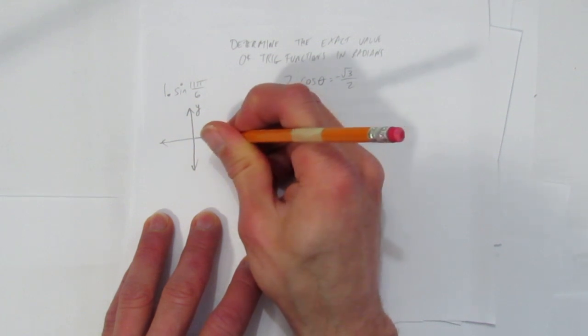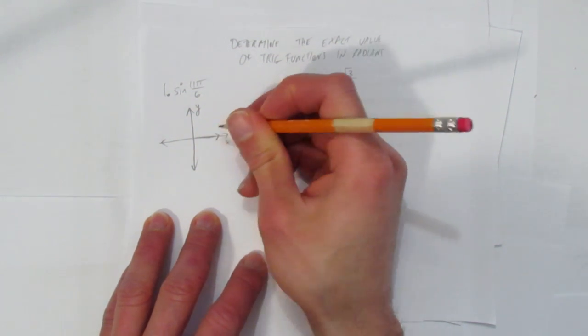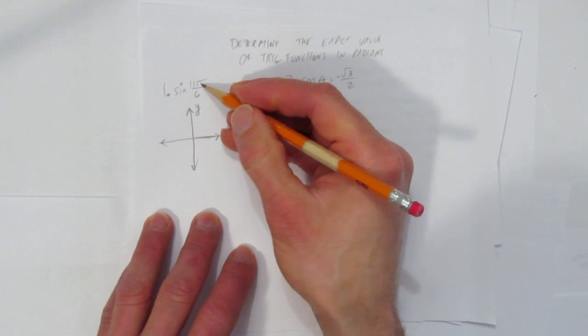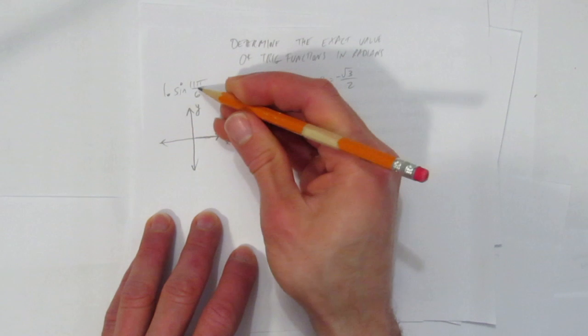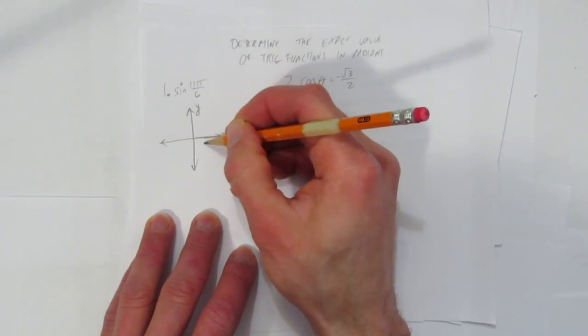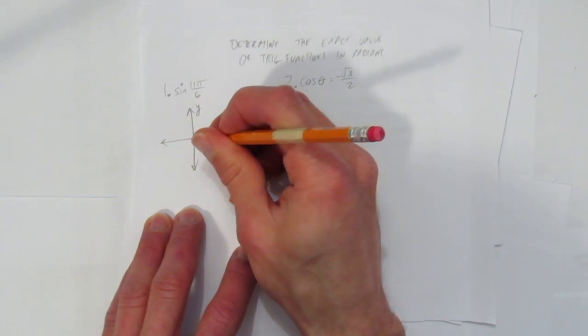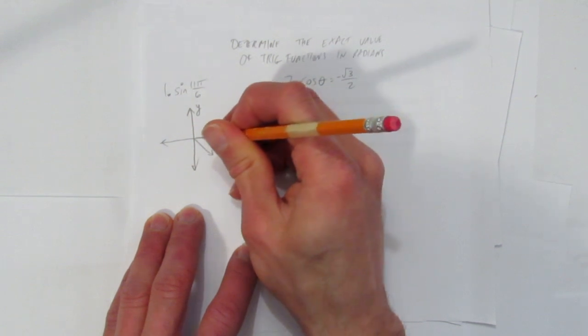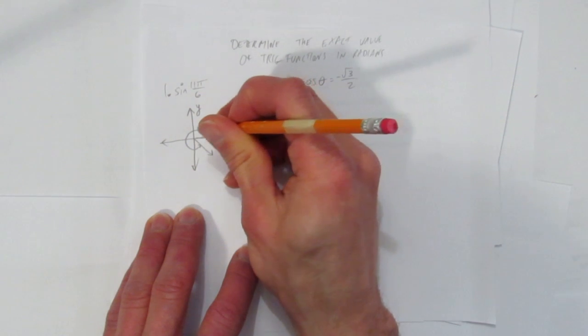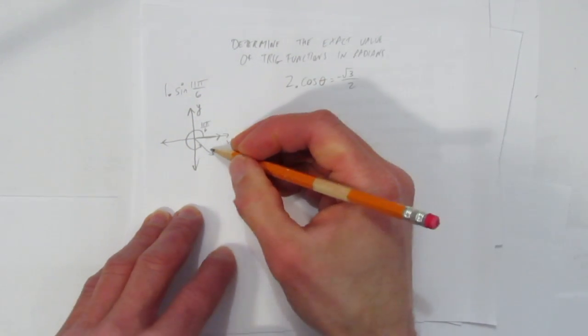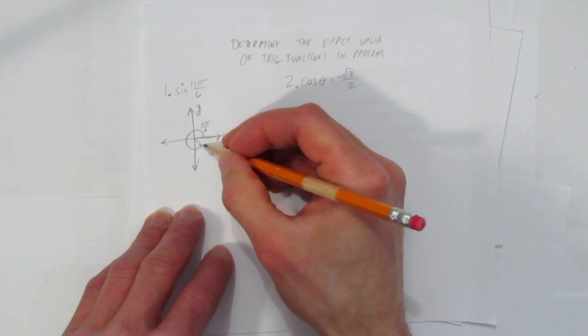Start with your initial arm, and this time rotate 11 pi over 6. Well, 12 pi over 6 would be 2 pi, a full circle. So 11 pi over 6 is just pi over 6 short of a full circle, which means we end up in quadrant 4. I'll rotate around here. Let's label that 11 pi over 6, just short of a full circle in quadrant 4.